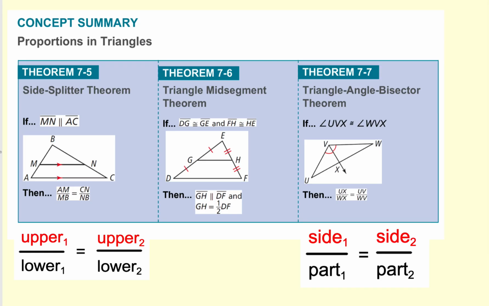And let's go ahead and go through the summary. We did side splitter theorem. Remember, it's when a line parallel to a third side divides the side into parts, and these parts have the same ratio. We also looked at mid-segment and the fact that this creates parallel lines, and the fact that we have that 1 to 2 ratio. And this was our last theorem, the triangle angle bisector theorem, where we get the side in the part, and the side and the part in the same ratio. And there are other ratios that work as well.